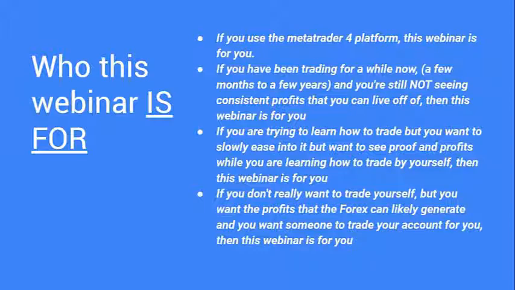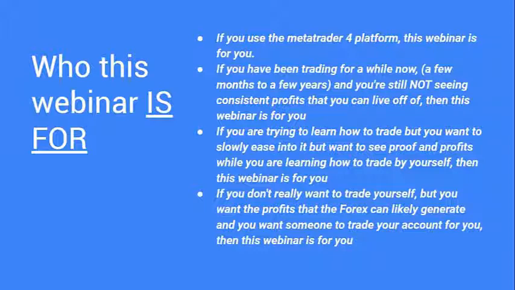So the MetaTrader 4 platform is a platform that most Forex brokers will offer their clients. It's free. There's nothing to really pay for. It gives you data, price, basic indicators, things like that. And it is required that you have a MetaTrader 4 account with money in it in order to use my trade copier. That's how you would end up profiting.